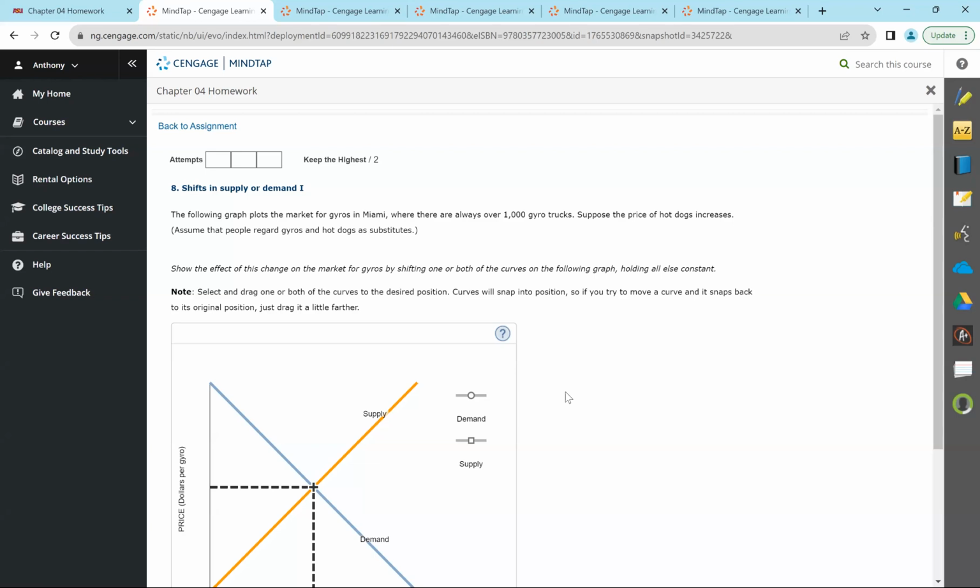Suppose the price of hot dogs increases. Assume that people regard gyros and hot dogs as substitutes. That's super important here. If they're substitutes, what that means is you're just as likely to want a hot dog as a gyro. They're the same to you. But if the price of hot dogs goes up, you don't want hot dogs anymore. You'd rather have gyros. So the demand for gyros goes up.